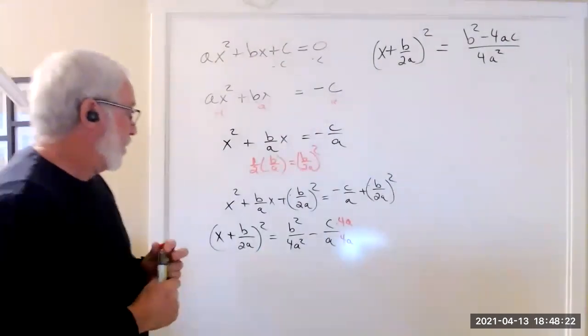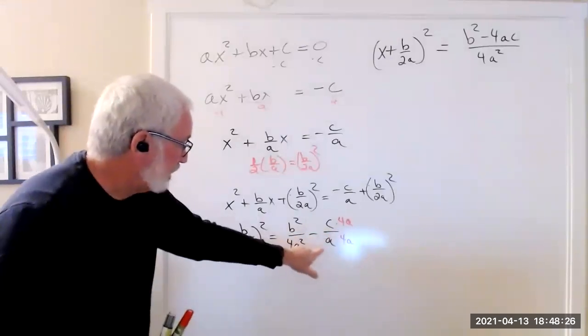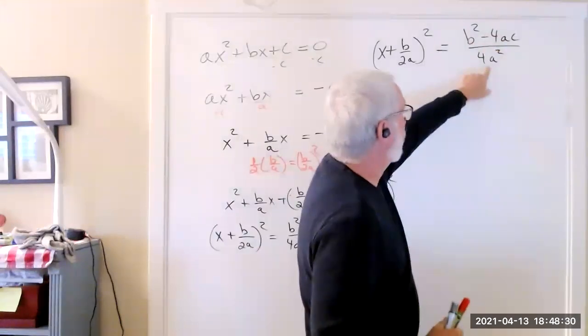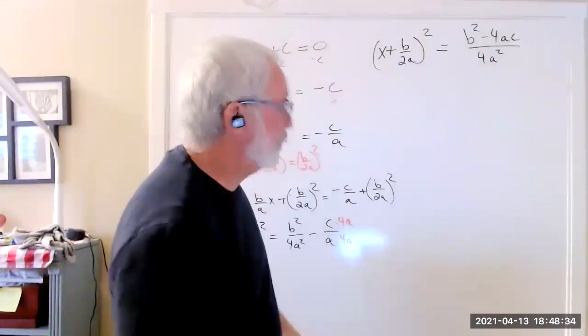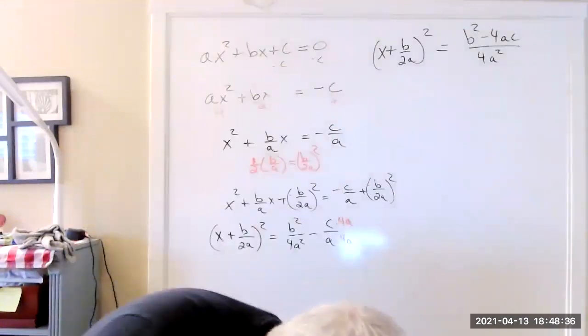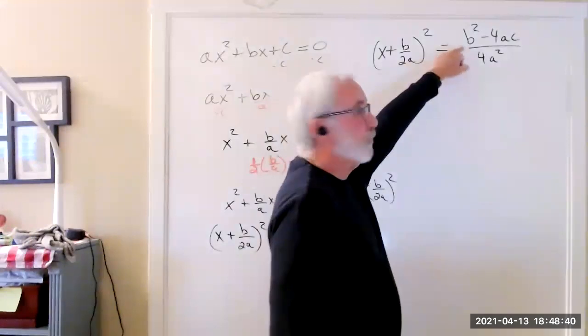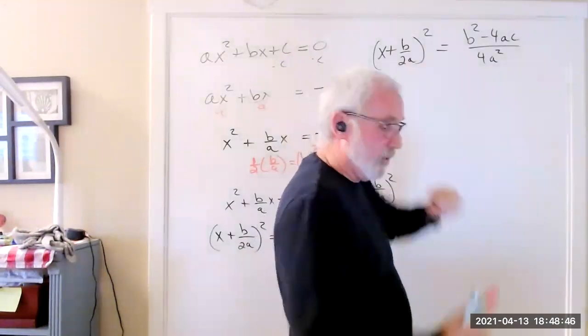But so this was a common denominator, so I added these together. So this became b squared minus 4ac on top over 4a squared. Some of those pieces should begin to look familiar to you. Okay, where have I seen b squared minus 4ac before? The quadratic formula. Inside the quadratic formula, right?